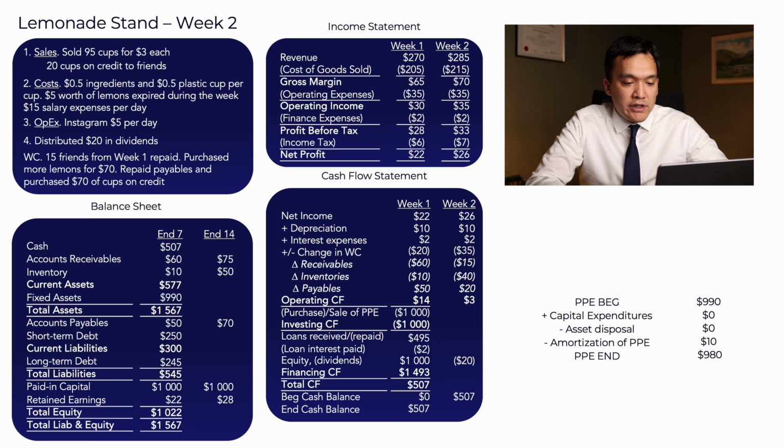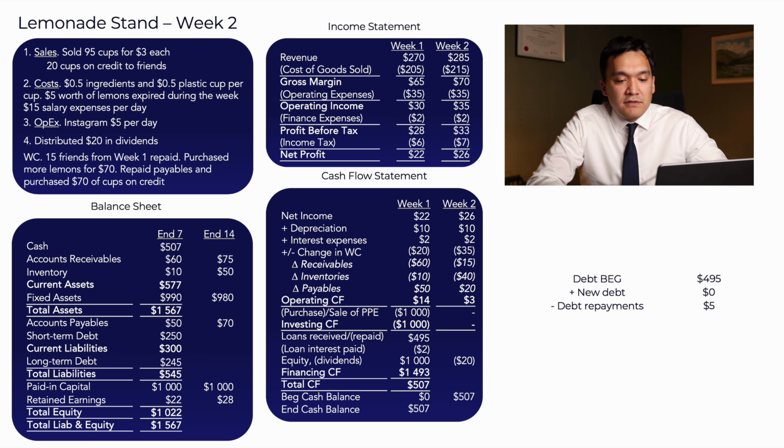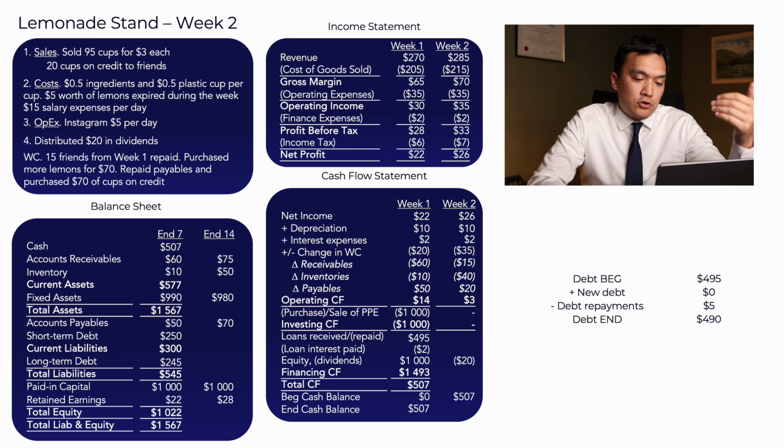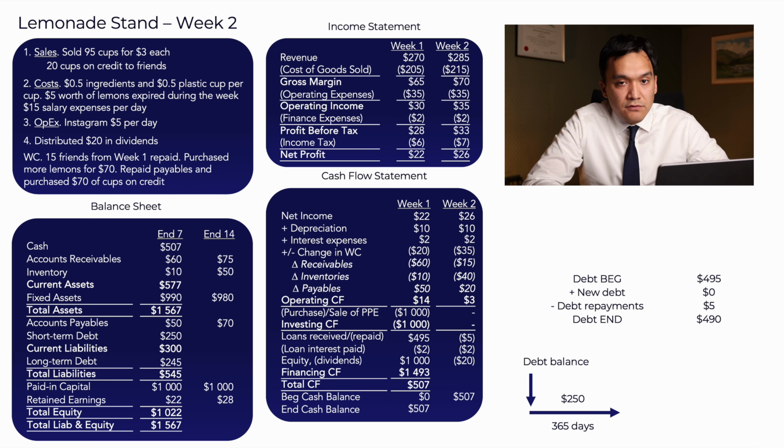So in the cash flow statement we didn't have any cash transactions, and on the balance sheet we have fixed assets of $980. Similar with debt, we didn't have any new debt during the period, and we made a principal repayment of $5. So our debt balance decreased by $5, and we have an ending debt balance of $490. And we need to split this balance into short-term and long-term parts. The short-term part remains the same, so 1 year from the end of week 2, we still need to repay $250, and after 1 year, it is the remaining $240.